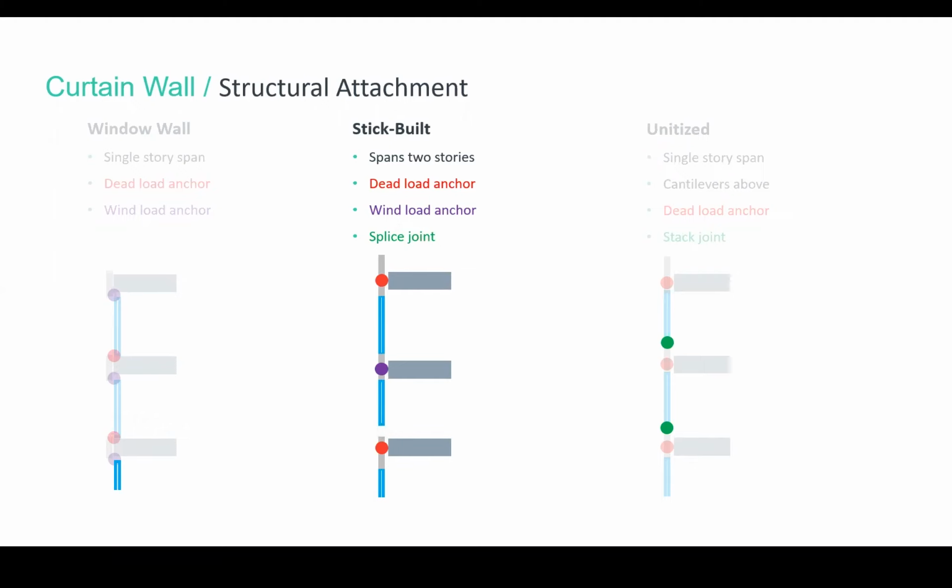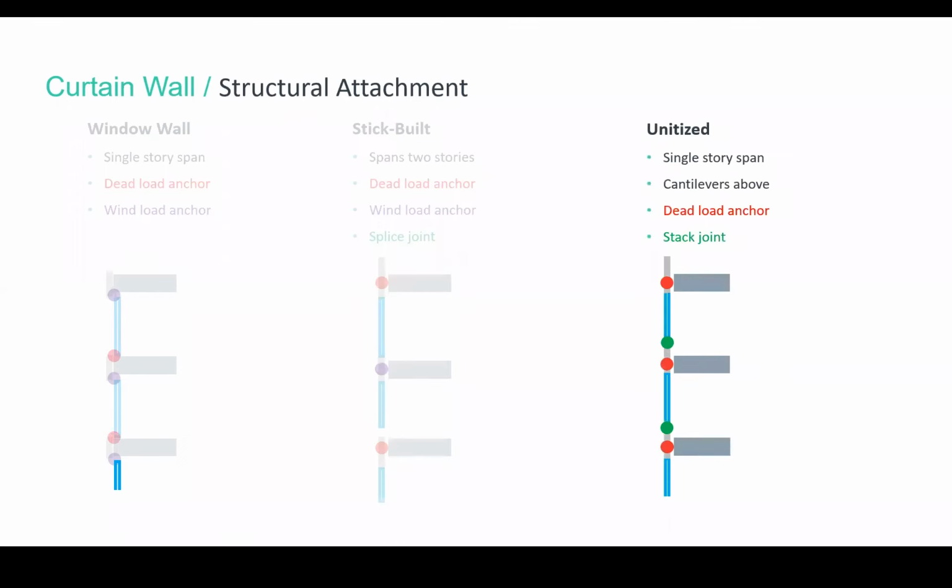And it moves differently. So it will usually dead load off of the 2 stories at a time, and then have a wind load anchor there for lateral support. The unitized curtain wall, on the other hand, is usually single story span, and it cantilevers from above. You can see the different dead load and stack joints for each system. And the picture on the other slide where they were installing it, you can see level by level. So they move differently than the stick-built system.